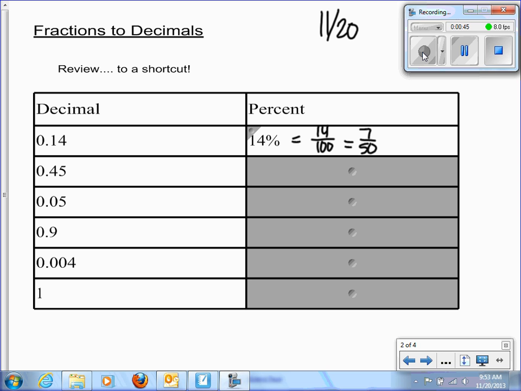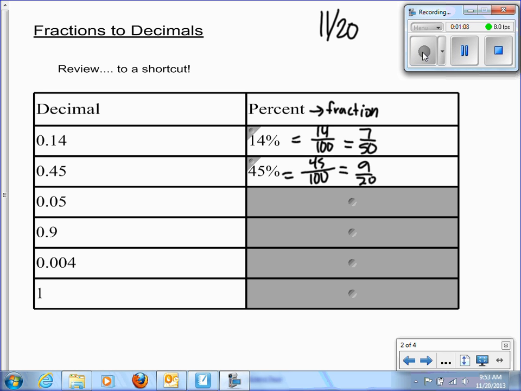Okay, who wants to do 0.45? Brian. Okay. 0.45 is 45%. Good. And it would be 45% over 100. You would simplify that, divide each by 5, and you get 9 over 20. Okay. Good.